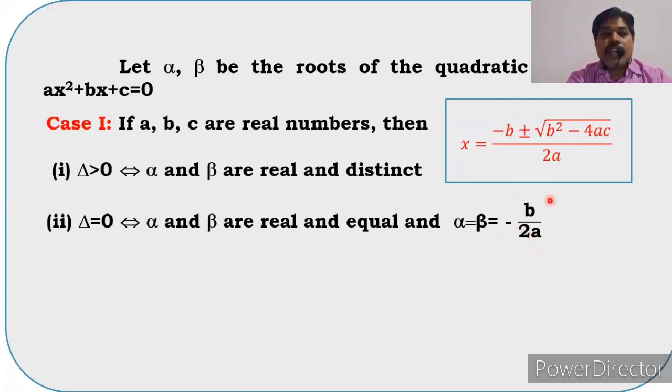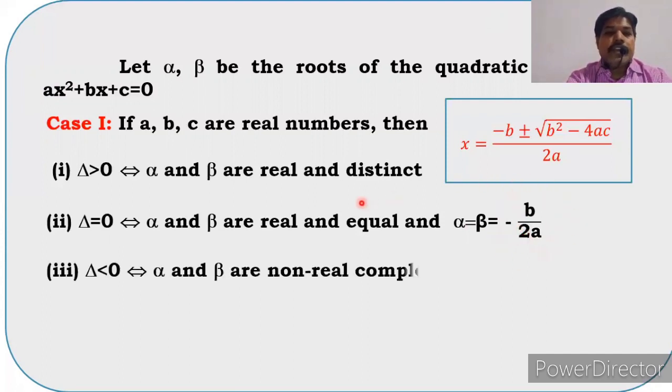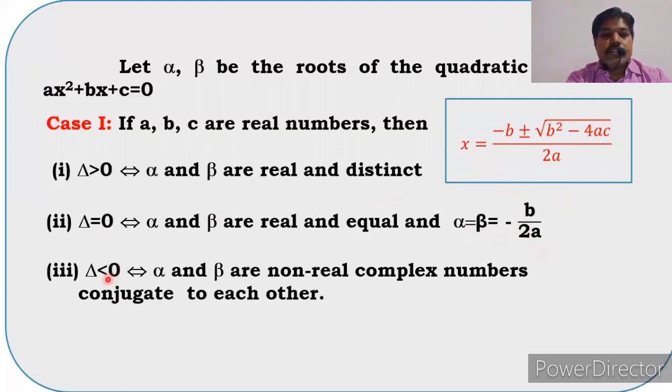So the third one: if delta is less than 0, what happens? The under root value is negative. I already told you that one. Root of minus 1 is i, meaning the outcomes are complex and imaginary numbers. That is, if delta is less than 0, alpha and beta are non-real complex numbers, conjugate to each other.